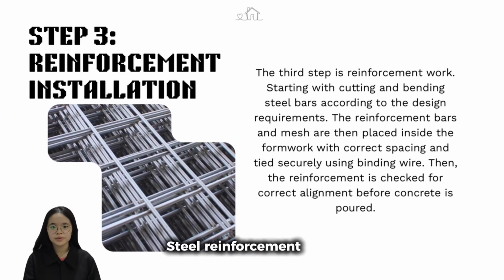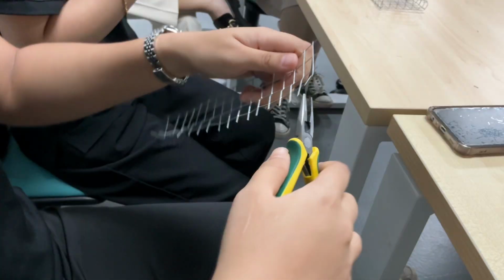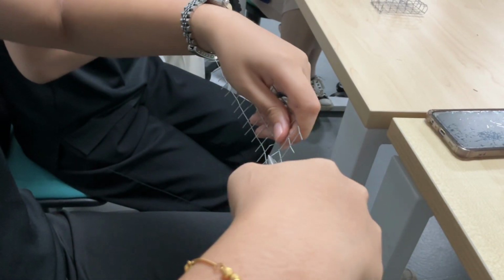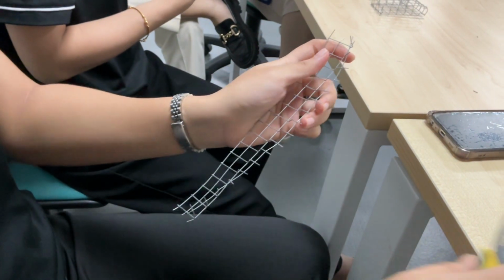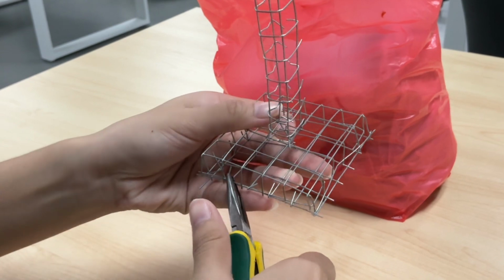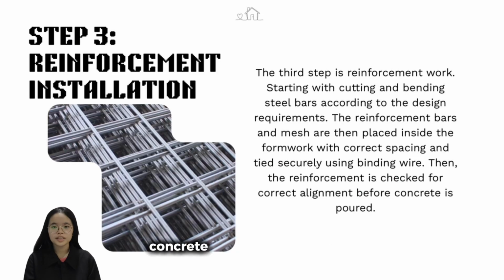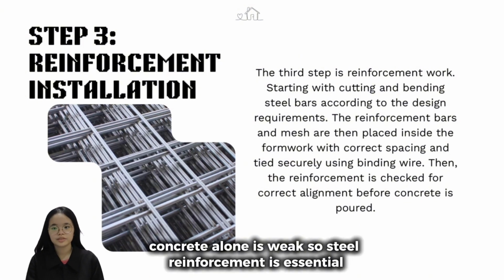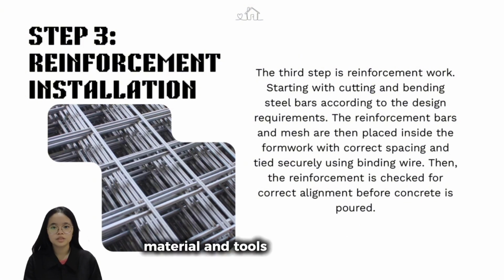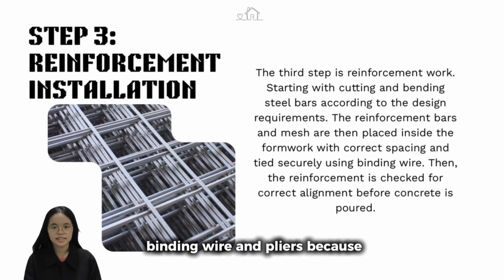Steel reinforcement bar is installed next. Reinforcement bars are tied according to the spacing design to improve tensile strength. Concrete alone is weak, so steel reinforcement is essential. Materials and tools used are steel bars, binding wire, and pliers, because steel has high tensile strength.